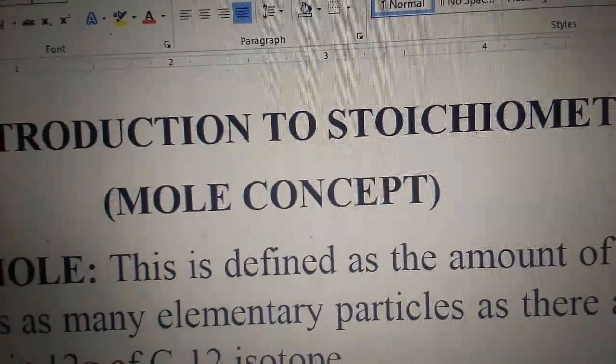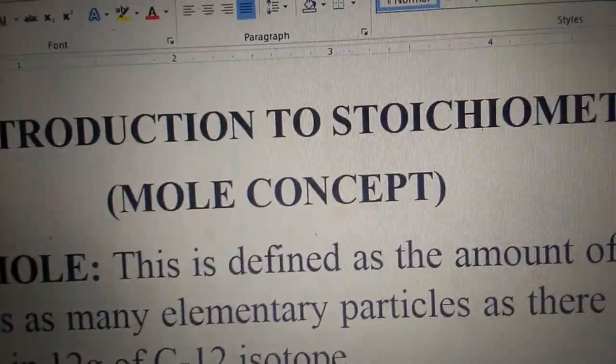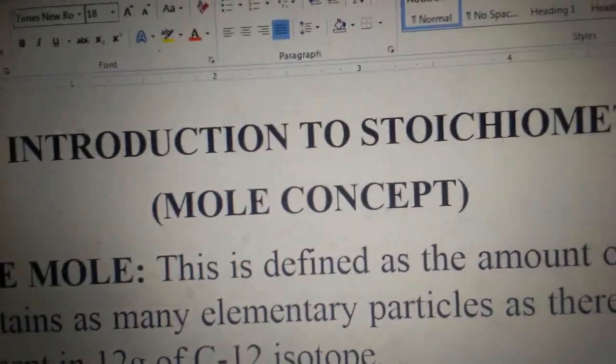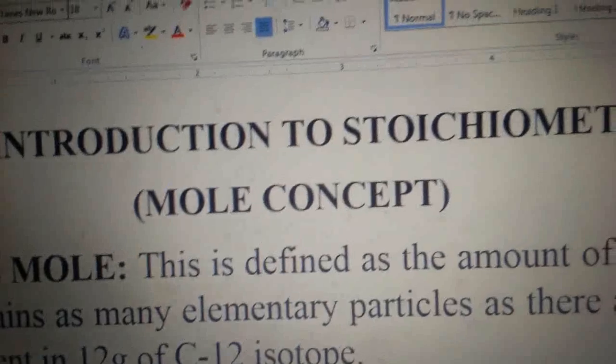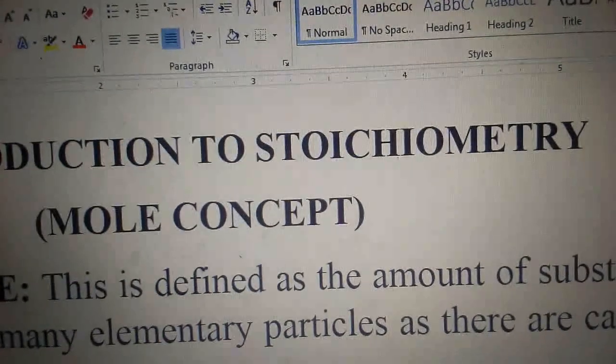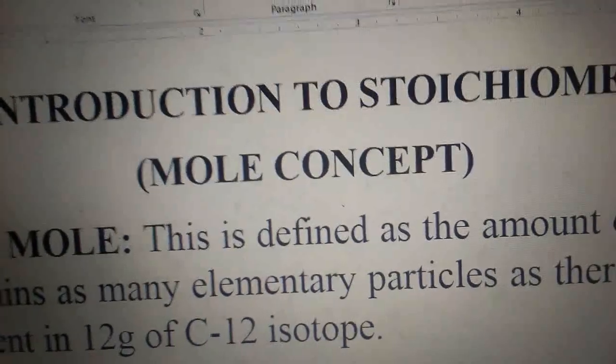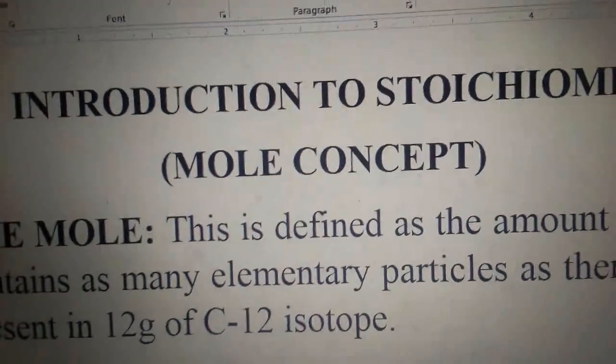So when we use mole in chemistry, the mole is more like a counting unit, just like the way we count our money in naira, or in pounds, or in dollars, or in whatever denomination you're using. The mole is the counting unit for chemists.